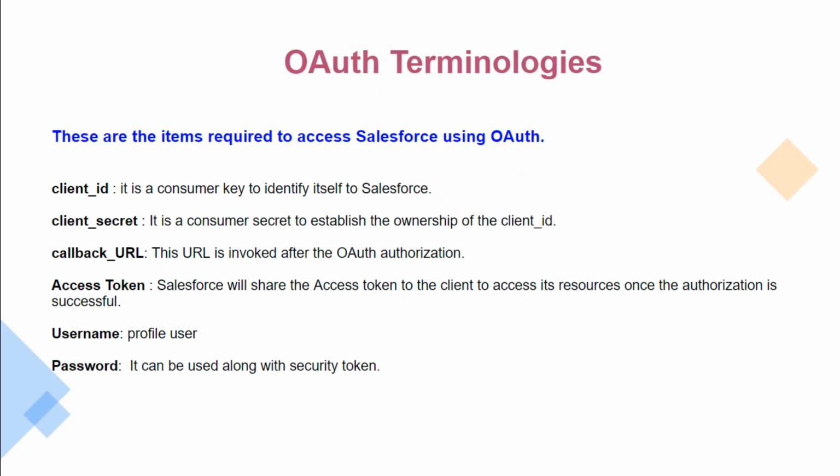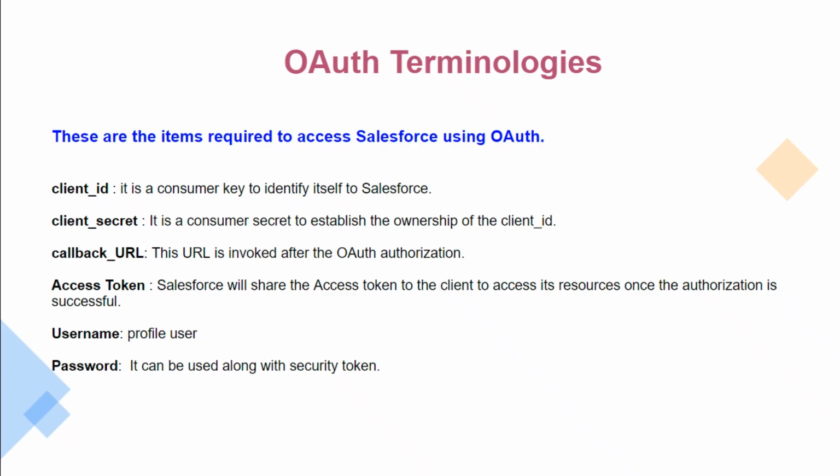OAuth terminologies. These are the items required to access Salesforce using OAuth. Client ID. It's a consumer key to identify itself to Salesforce. Client secret. It is a consumer secret to establish the ownership of the client ID. Callback URL. This URL is invoked after the OAuth authorization. Access token. Salesforce will share the access token with the client to access its resources once the authorization is successful.